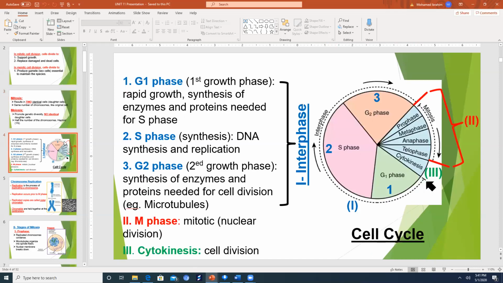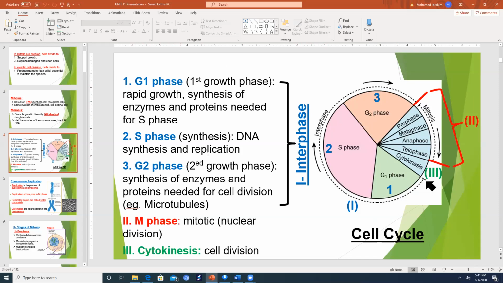So when you look at the cell cycle, you need to know that there is a big, huge phase, and this is where the cell spends most of the time, which is interphase. Interphase by itself can be divided into 3 subphases, G1, S, G2.